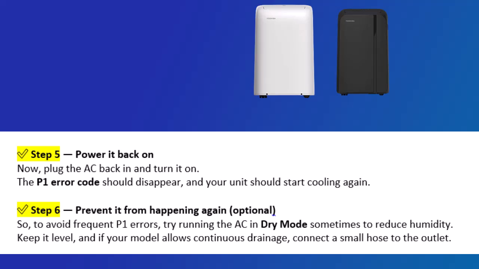Step 6, prevent it from happening again, optional. So, to avoid frequent P1 errors, try running the AC in dry mode sometimes to reduce humidity. Keep it level, and if your model allows continuous drainage, connect a small hose to the outlet.